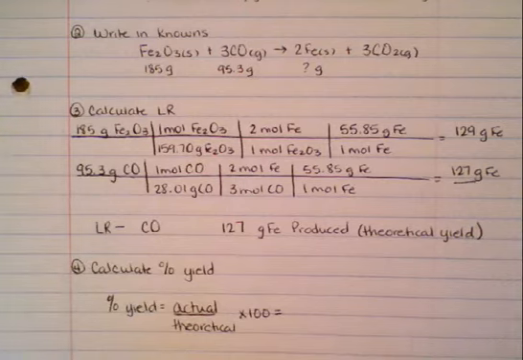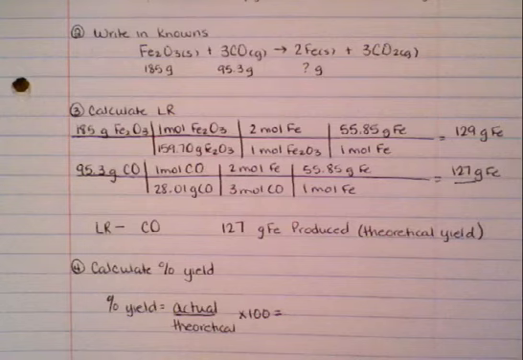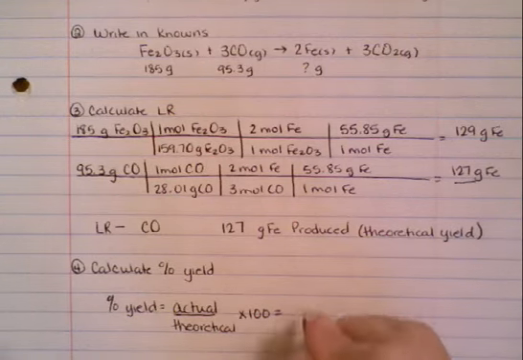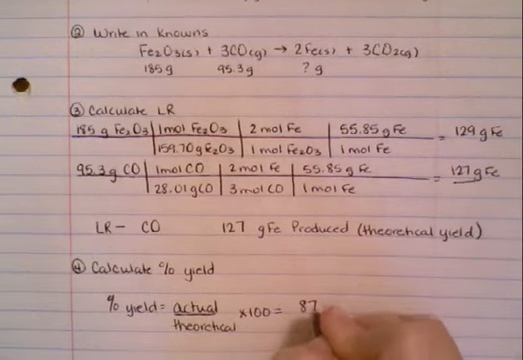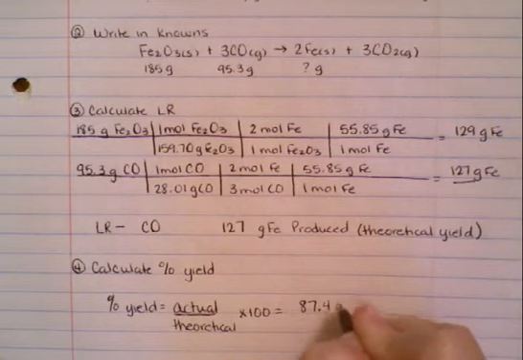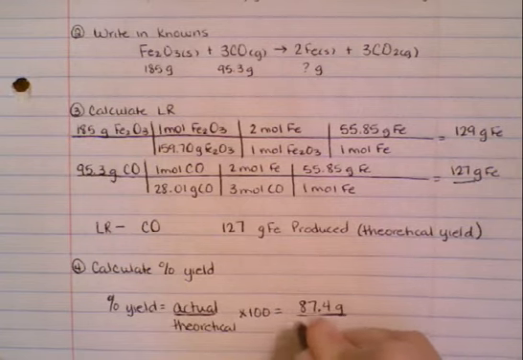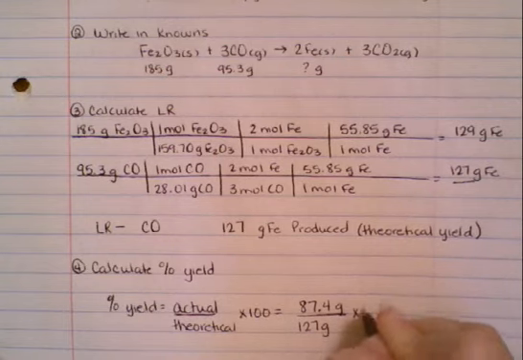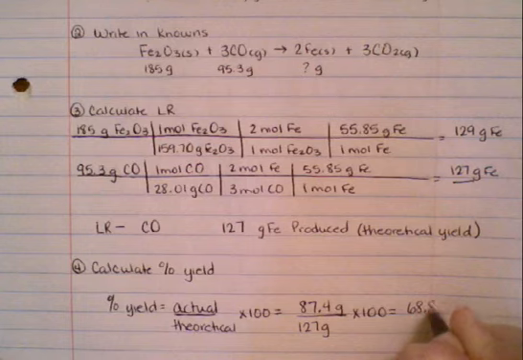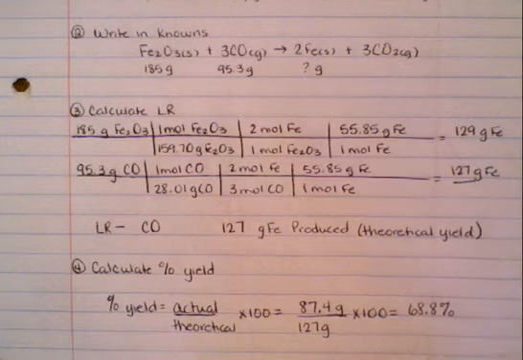So the last thing that we need to do is calculate the percent yield. And remember, it is the actual divided by the theoretical. If you go all the way back up to the top of the problem, it said that we would actually produce 87.4 grams. But we found that the theoretical yield was 127 grams. So we're going to divide those two numbers, multiply by 100, and we're going to get 68.8%.